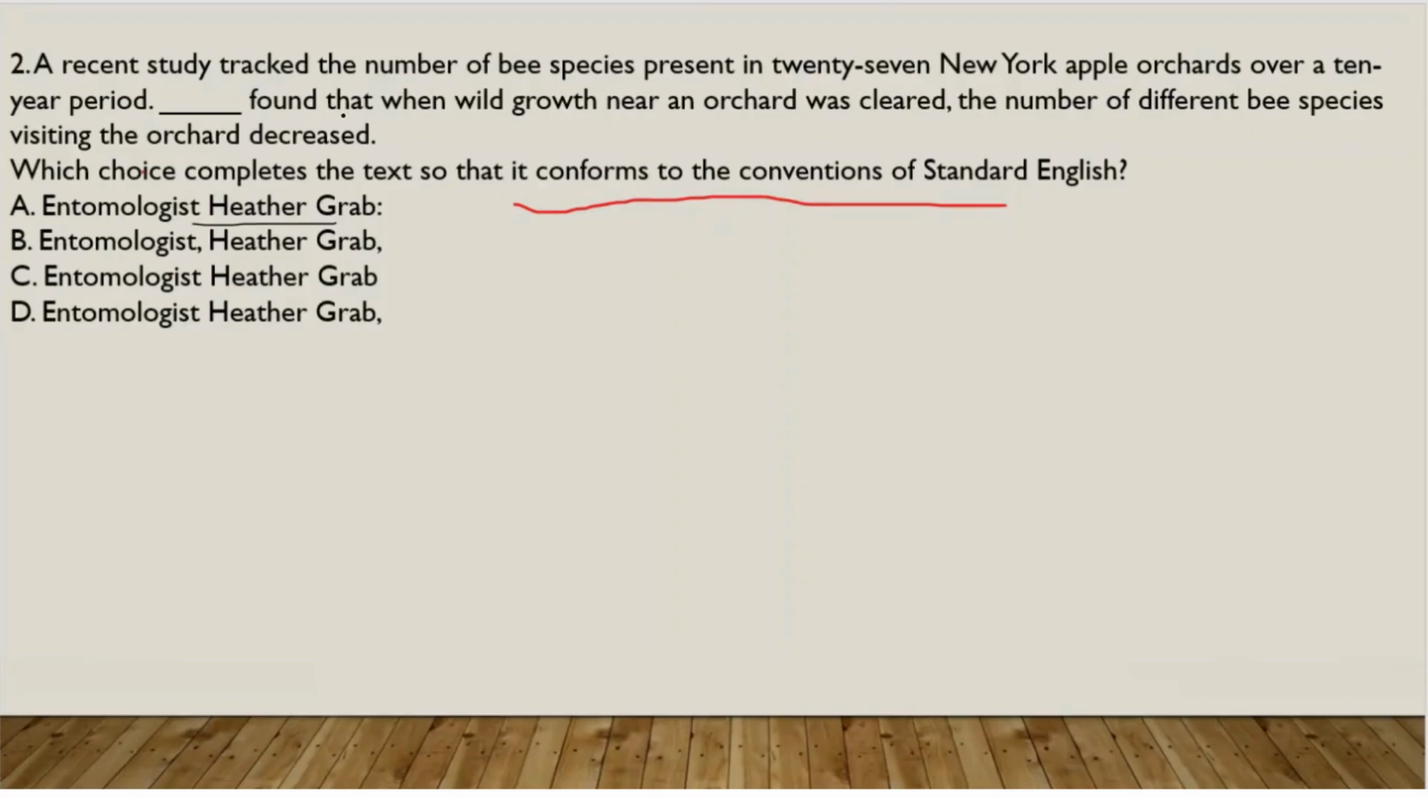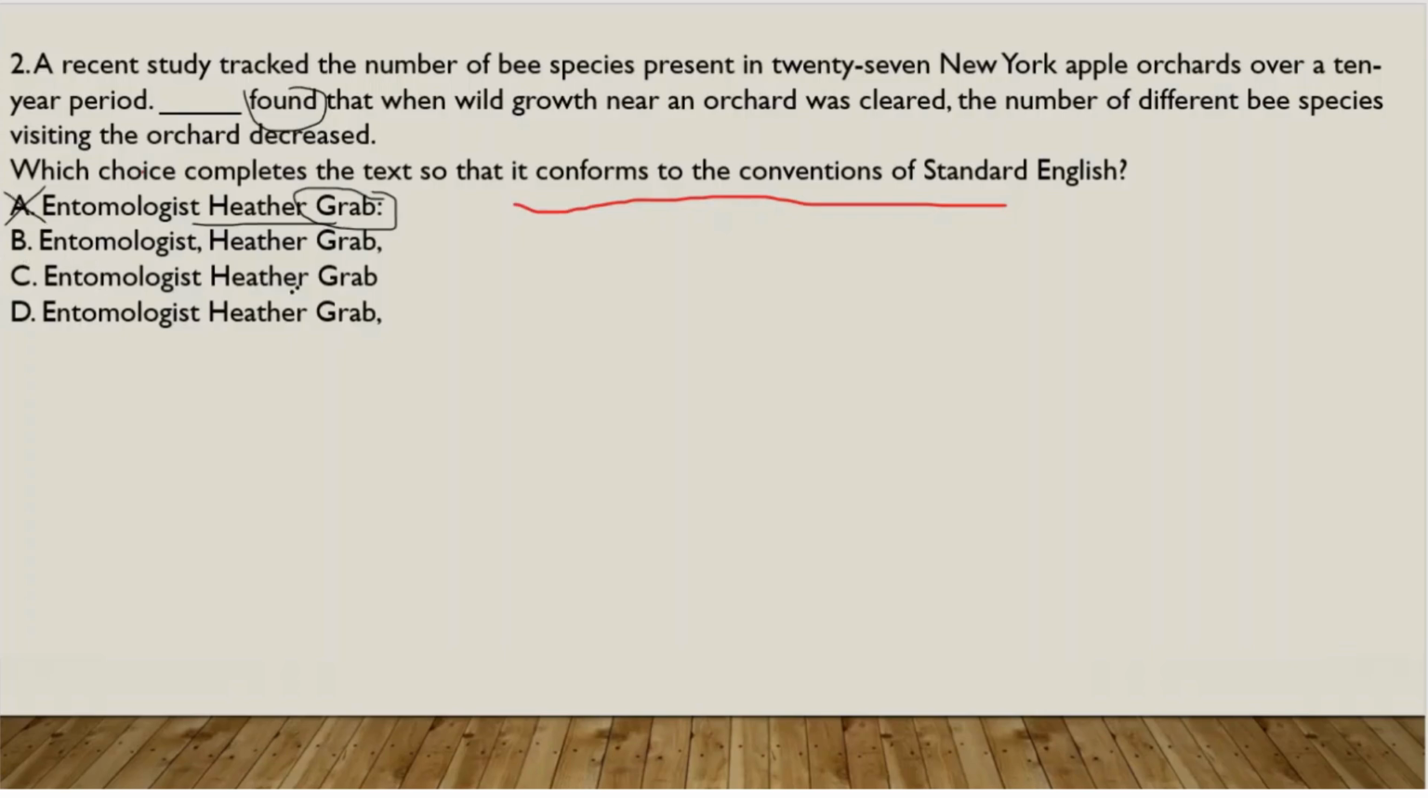Now, can you use any punctuation between the noun and the verb? You cannot. Remember that. You can never use any punctuation between noun and verb. Found is a verb, and the entomologist Heather Grapp is the whole noun. So you can never use any punctuation between these two, unless there is a specific case. So option A is cut, right? Option B. Let's go for option B.